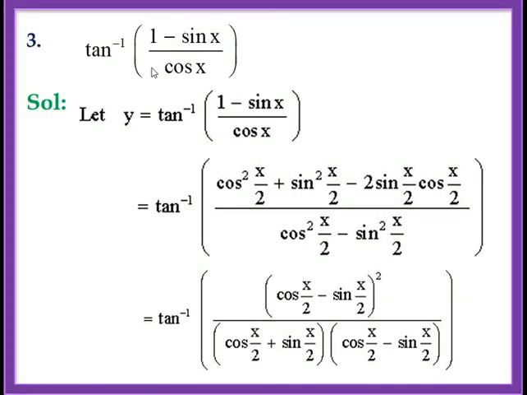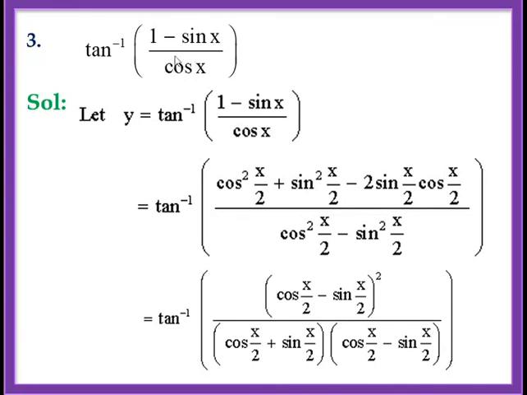Yes. Now from sum number 3 onwards, we'll be first simplifying the function and then we will differentiate. Next function is tan inverse of (1 minus sin x) upon cos x. Now can we differentiate this as it is? Yes, but that is the donkey method. We are not supposed to use that.